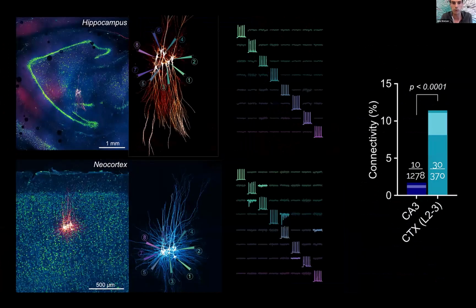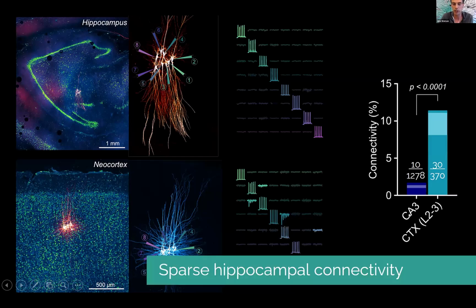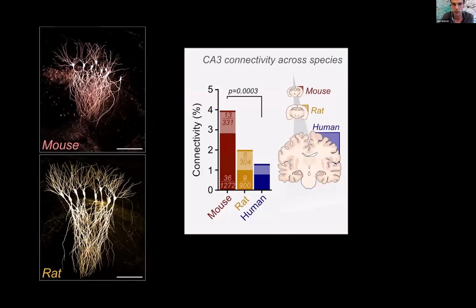If we quantify what we see, the connectivity in CA3 here is 10 times lower than what you see in the neocortex. And if we put this together with what we see across species, we actually see a decrease in the connectivity between CA3 neurons from mouse to rat to the human brain.